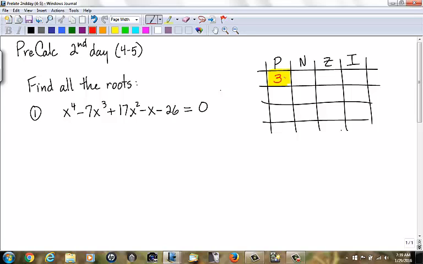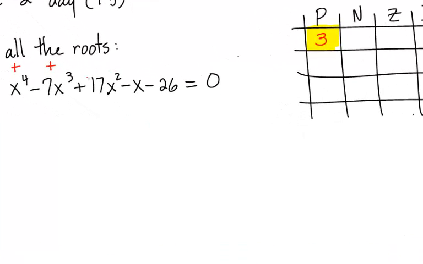To get the negative box, everywhere you see an x, you put in a negative x. So a negative to the 4th would be positive. Negative cubed, negative times a negative 7, positive. A negative squared, positive times a positive, still positive. Negative times a negative, positive, and then the negative stays the same. So variations in sign, there'd be 1.